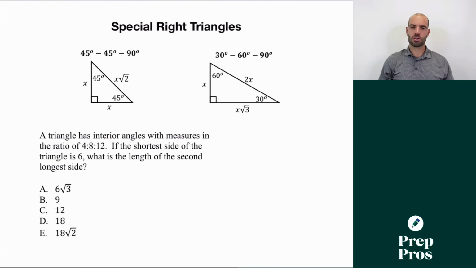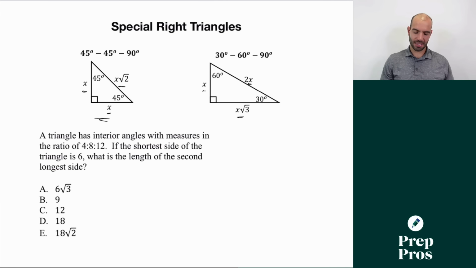You also need to have your special right triangles memorized. These questions come up really anywhere in the ACT, but more likely towards the later, more difficult questions on the test. So our 45, 45, 90, remember the proportions are x, x, and x root 2 for the hypotenuse. If we have a 30, 60, 90 right triangle, it's x, x root 3, and 2x. So this could help us in a question like the one we see down here.